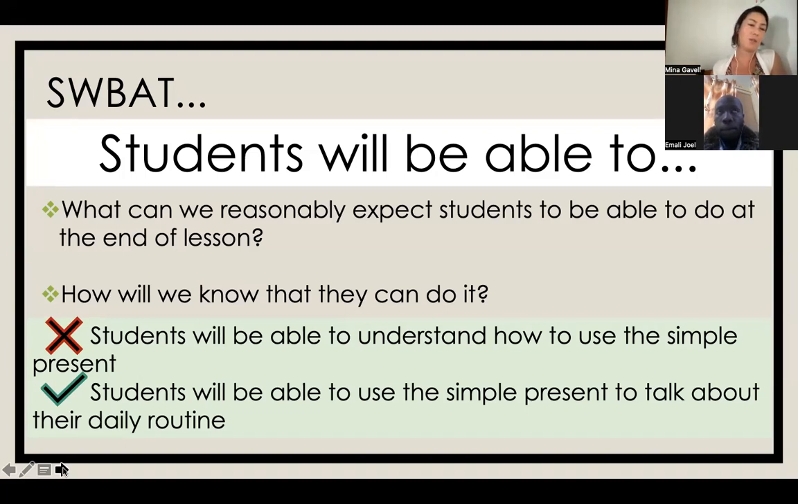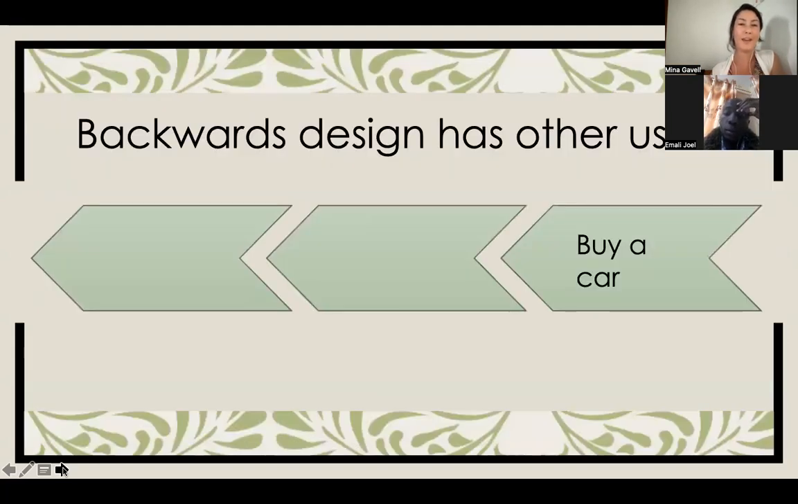The second objective, students will be able to use the simple present to talk about their daily routine. Now my students are doing something. They're not just understanding something up here, they're actually doing something. And I can know if they did it because I can hear them talking. I can listen and I can say, these students can talk about their routines. Or I might listen and say, this student cannot talk about his or her routine. She or he doesn't know how to use this tense. So having a nice specific and measurable objective can really help with this.